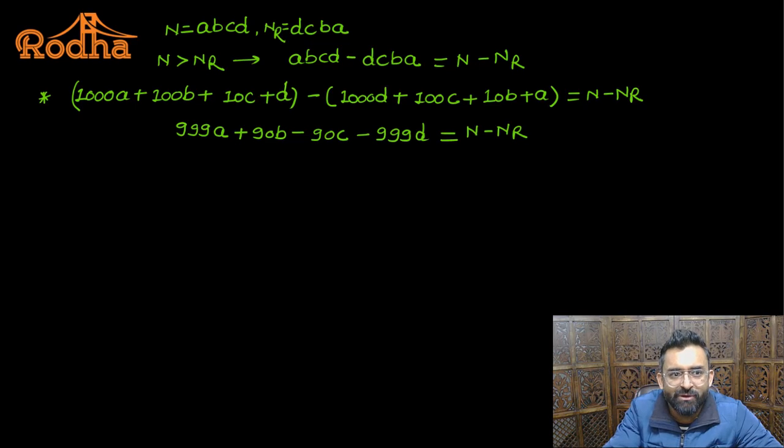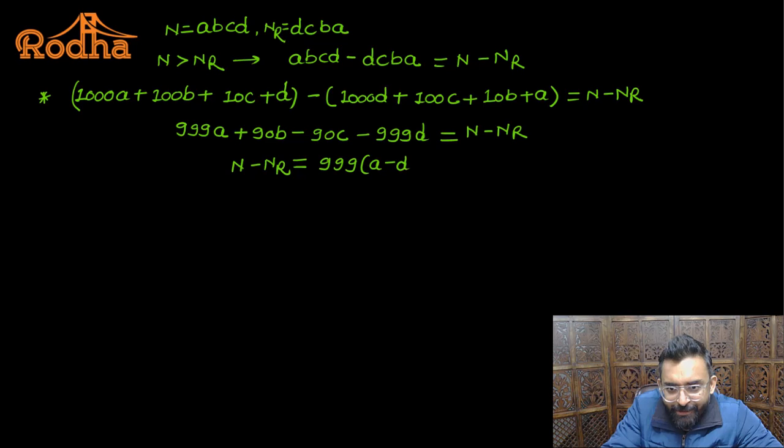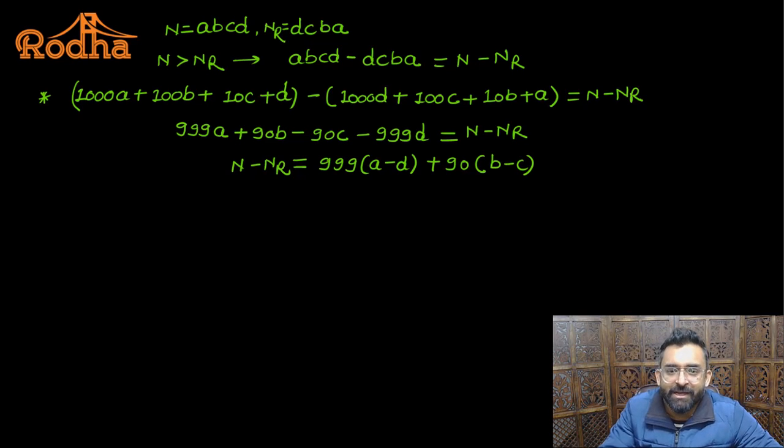So if I find out the result in this particular situation, number minus number obtained after reversing the digits, I can take 999 common from the first and the last term. So I'll be getting A minus D. Yes. And similarly, if I take 90 common, I'll be getting B minus C here. Now, a couple of things I can conclude here: definitely A cannot be 0 in this particular situation.